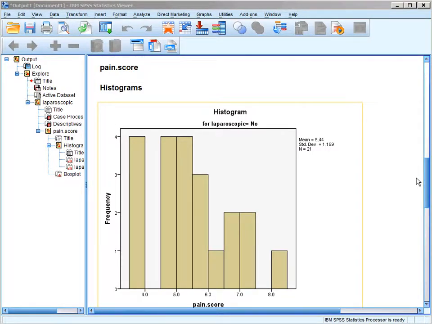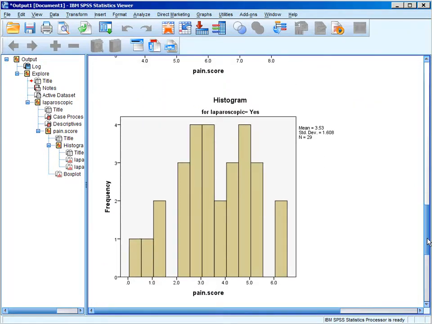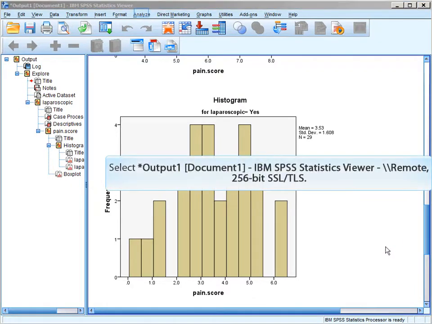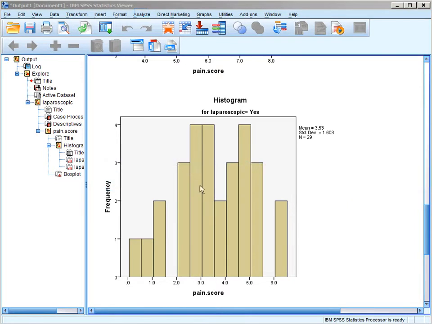The histograms are now produced for each independent group within your data. So this is the laparoscopic no, the open group. Is this normally distributed? It doesn't look particularly good for being normally distributed. What about the yes group? That looks much better and looks not bad for a normal distribution. We can actually go back and include some QQ plots.